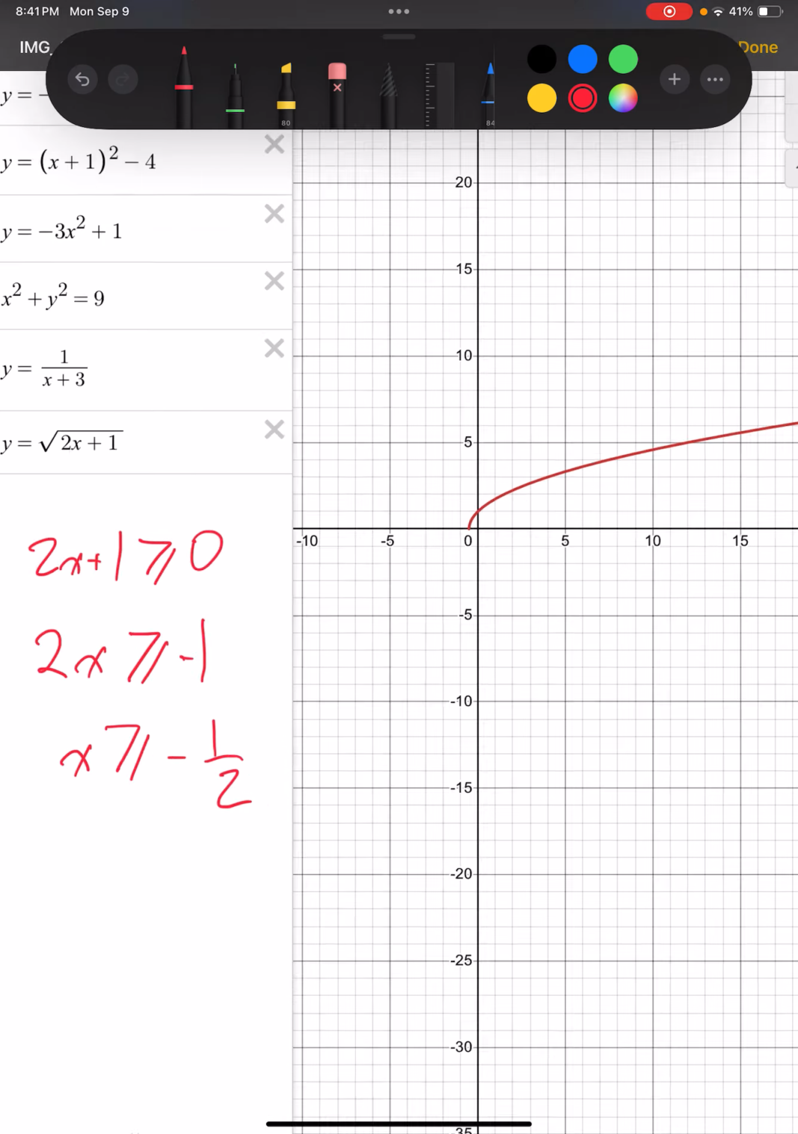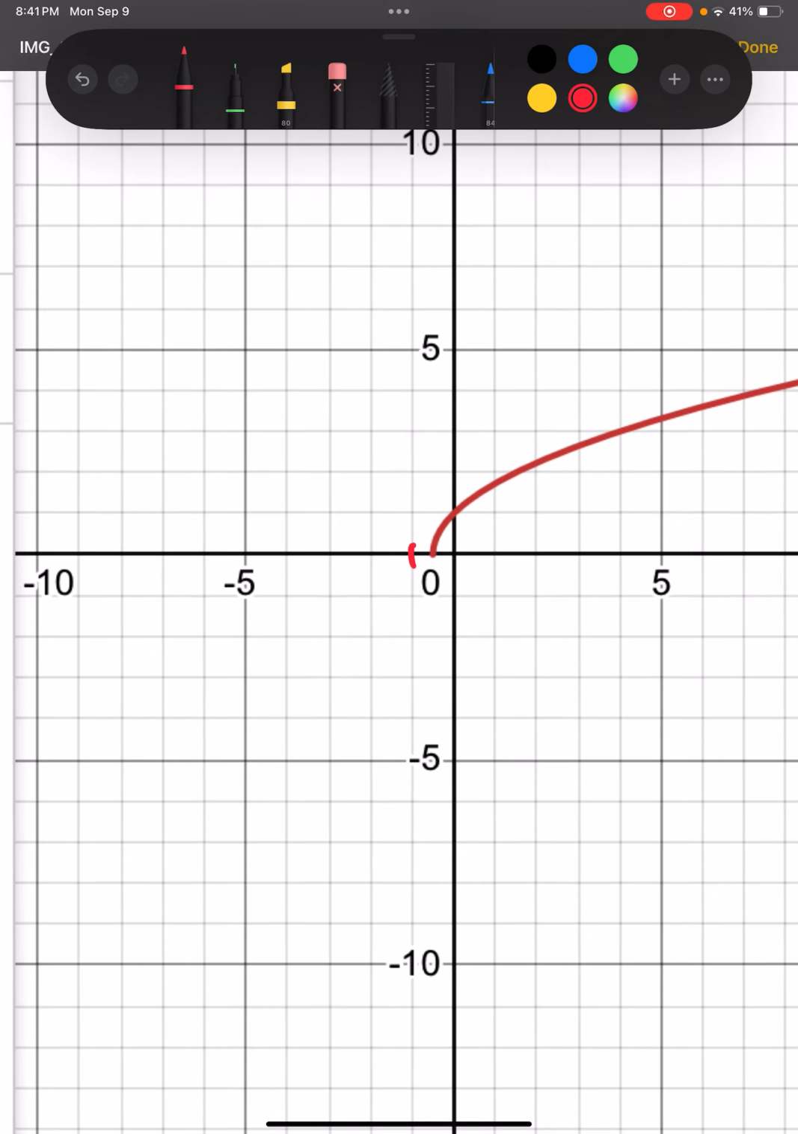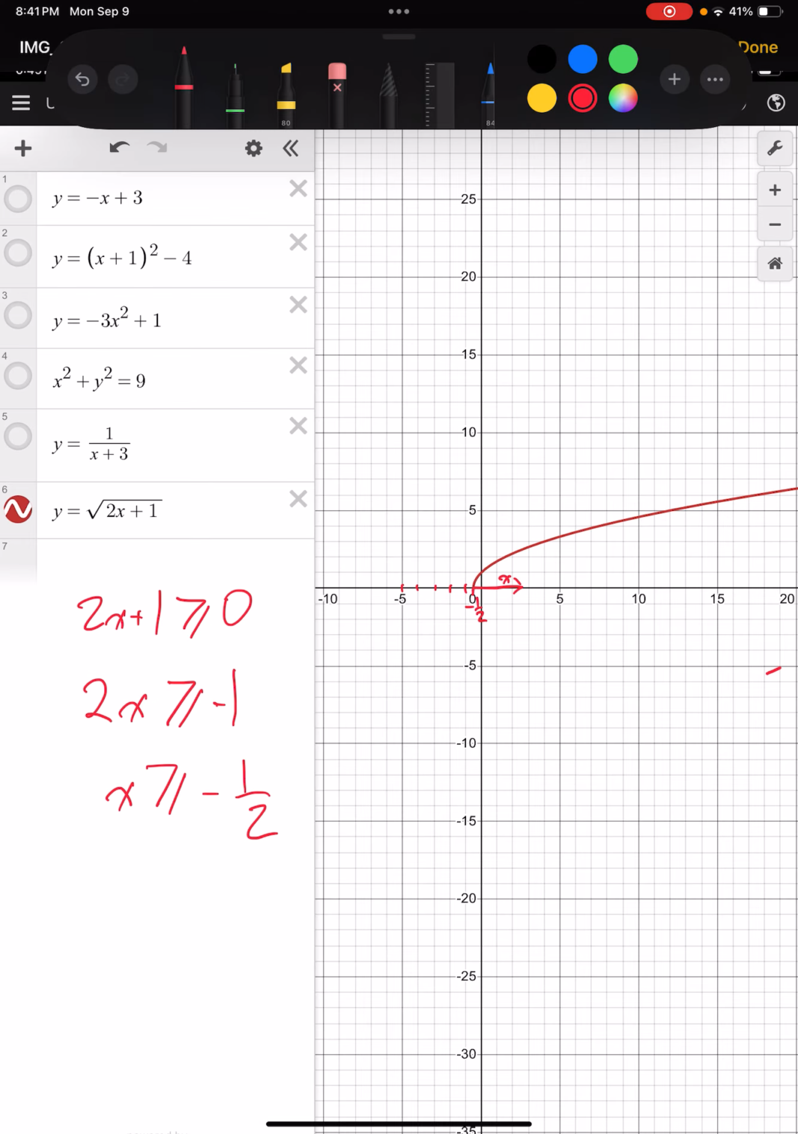And if we look here, that's 1, 2, 3, 4, 5. This one is negative half, and x is greater than negative half. So we can see just from the graph that the domain is defined: x is an element of R such that x is greater or equal to negative half.